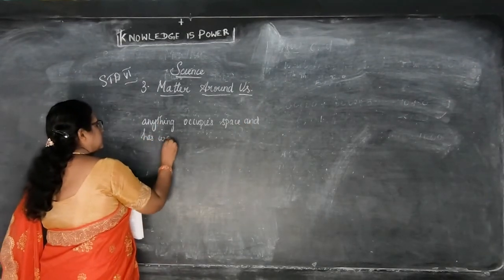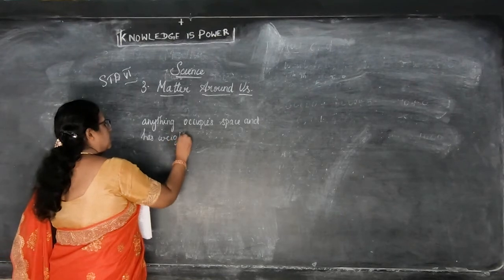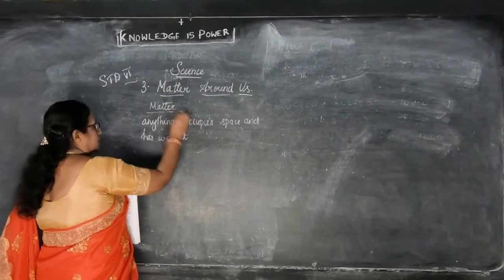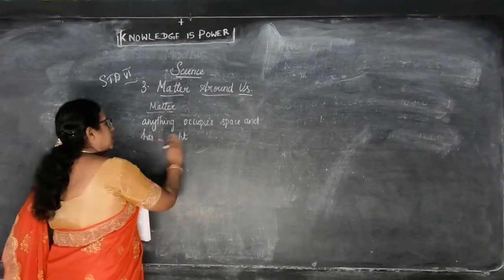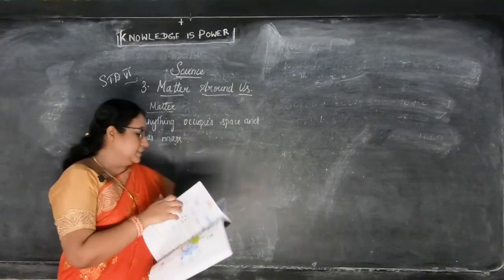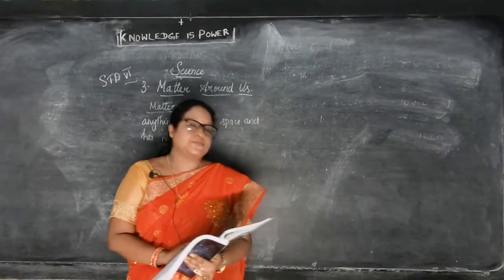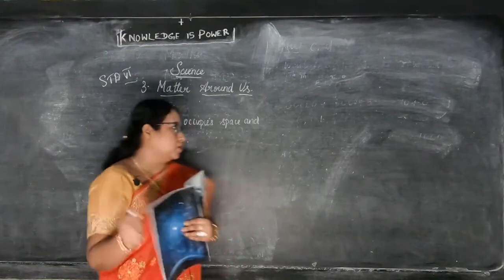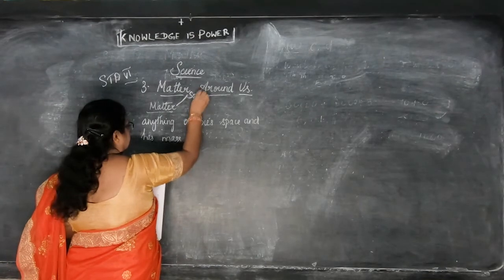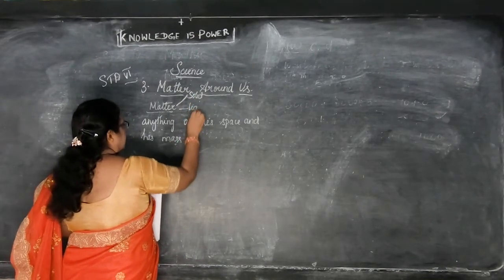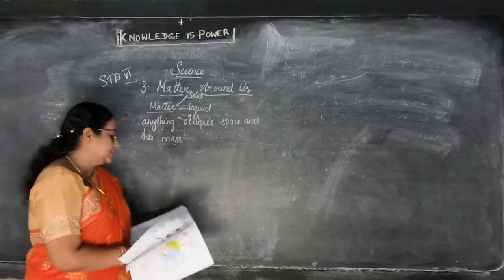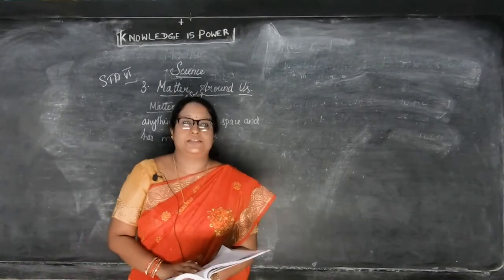So what is matter, children? Anything that occupies space and has mass. Space is the place, and mass is nothing but the weight. Matter is found in 3 major states: solid, liquid and gas. These are the 3 major states.